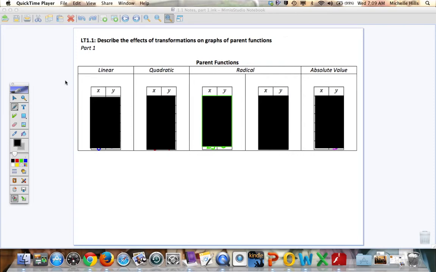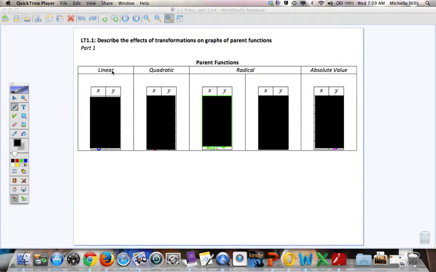Learning Target 1.1, which means Unit 1, Learning Target 1, is to describe the effect of transformations on graphs of parent functions. So first I want to remind you what transformations are. We're going to, in this case, be using either translations when you slide the function left, right, up, or down, and reflections when you reflect it across the x-axis or the y-axis. We'll also deal with dilations, which is when you stretch or shrink the function.